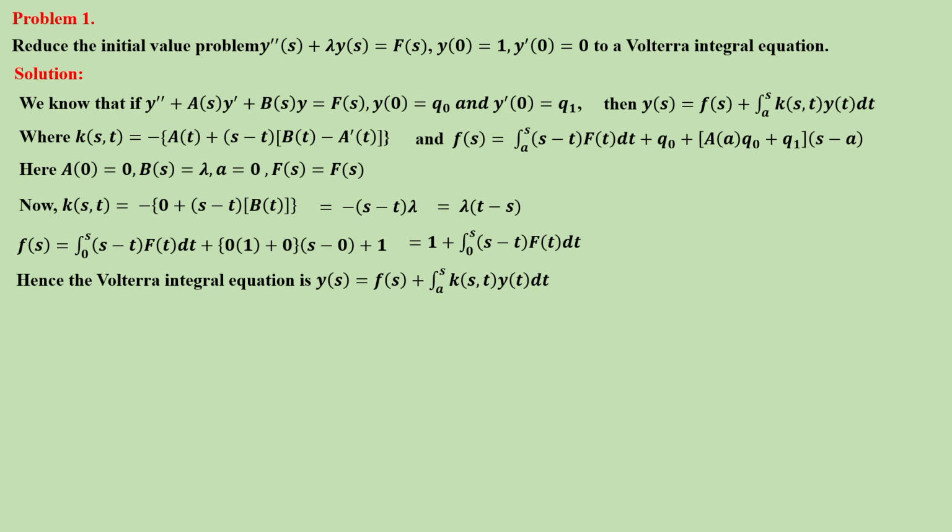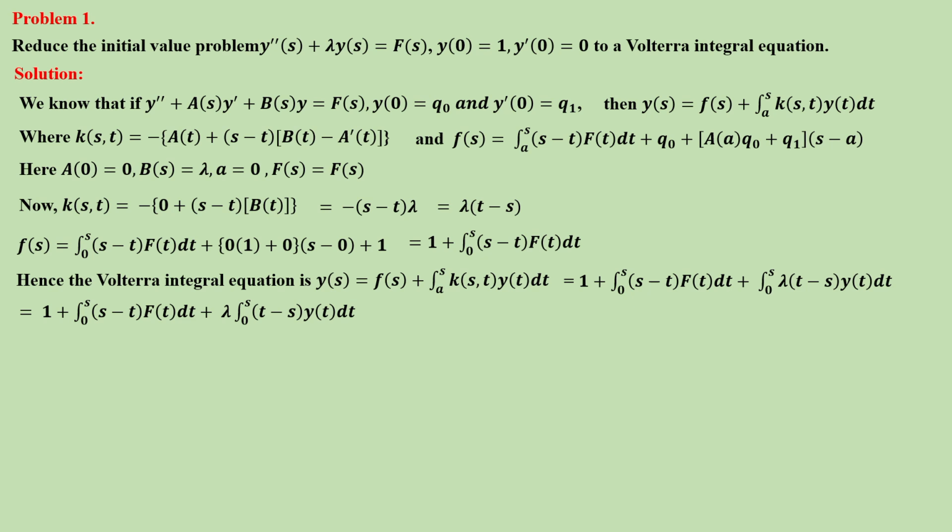Hence the Volterra integral equation is y of s is equal to f of s plus integral a to s k of s comma t y of t dt. Substituting the values: 1 plus integral 0 to s, s minus t f of t dt plus integral 0 to s lambda t minus s y of t dt. So that is equal to 1 plus integral 0 to s, s minus t f of t dt plus lambda integral 0 to s, t minus s y of t dt.